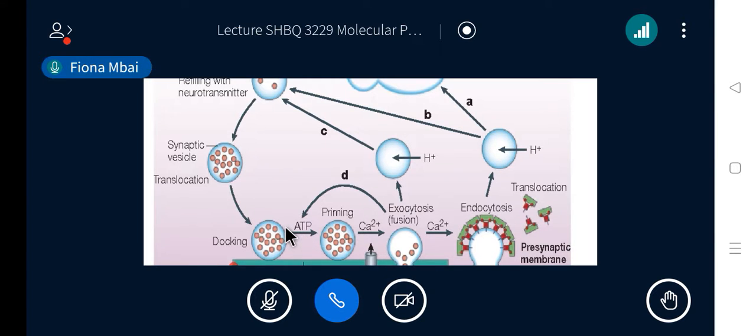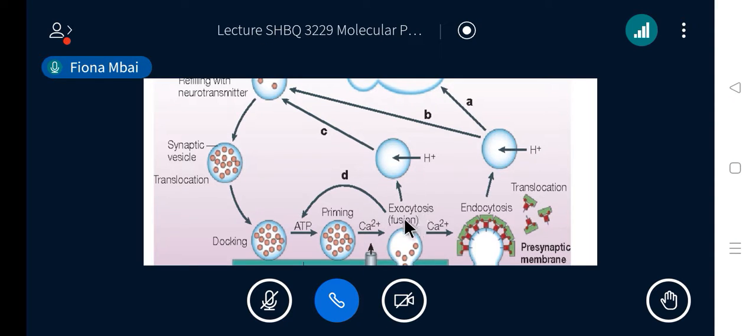This, of course, is the plasma membrane, and once it has docked, ATP comes in, and once ATP comes in, there is priming which happens, and when priming occurs, calcium ions are activated. How are calcium ions activated? Remember the channels we talked about earlier? They open up and release calcium into the cell. You see this calcium?